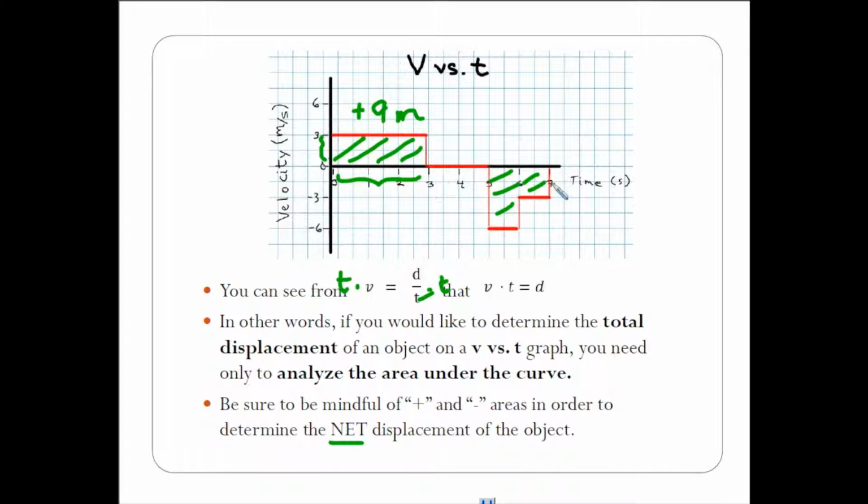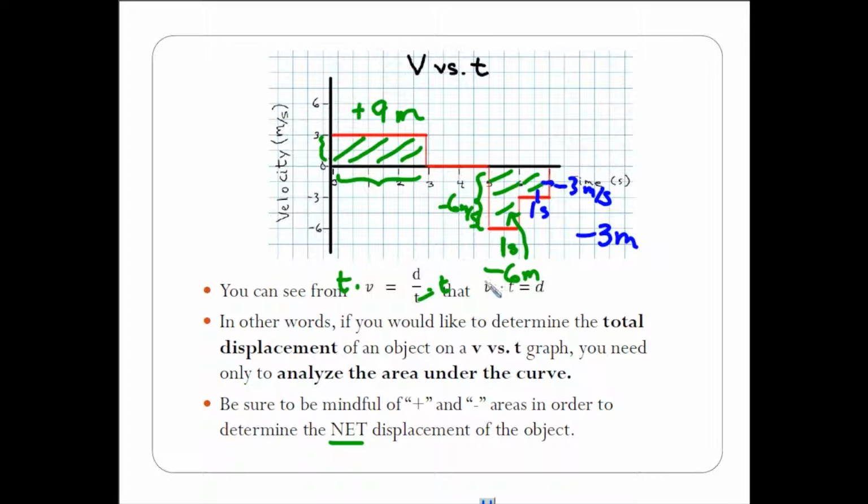From 5 to 7 seconds, it appears as though we have two areas that we can combine. From 5 to 6, that's 1 second multiplied by a velocity of negative 6 meters per second, which means that side times side is going to give us a negative 6 meters of displacement for this section. And for the section next to it, we again have a change in time of 1 second, but now we have a change in velocity of negative 3 meters per second. And side times side will be negative 3 times 1, which will give us a negative 3 meters.